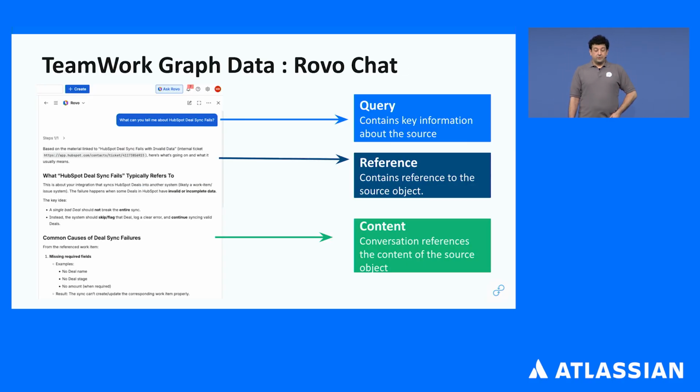The other way to access the data is via Rovo search. In this example, I use Rovo chat to find and get more information about the work item. In the Rovo chat, I direct the question about HubSpot deal sync fails. Rovo chat locates the information within the Teamwork Graph system, and not only does it return the information about the work item and the URL, but it also returns relevant information about the ticket itself.